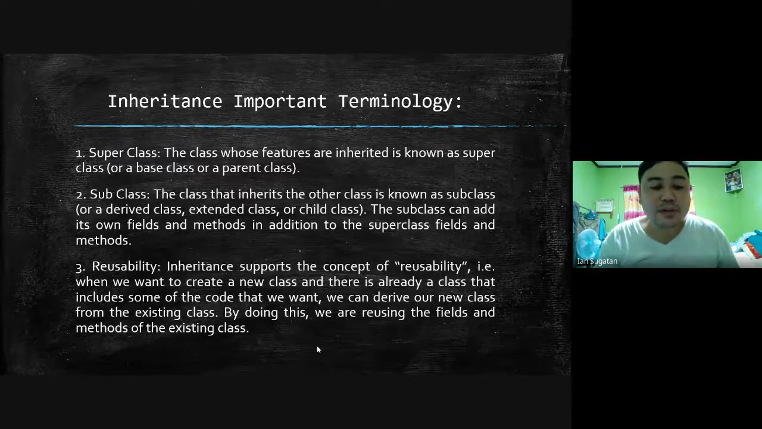And number three is reusability. Inheritance supports the concept of reusability. For example, when we want to create a new class and there is already a class that includes some of the code that we want, we can derive our new class from the existing class. By doing this, we are reusing the fields and methods of the existing classes.